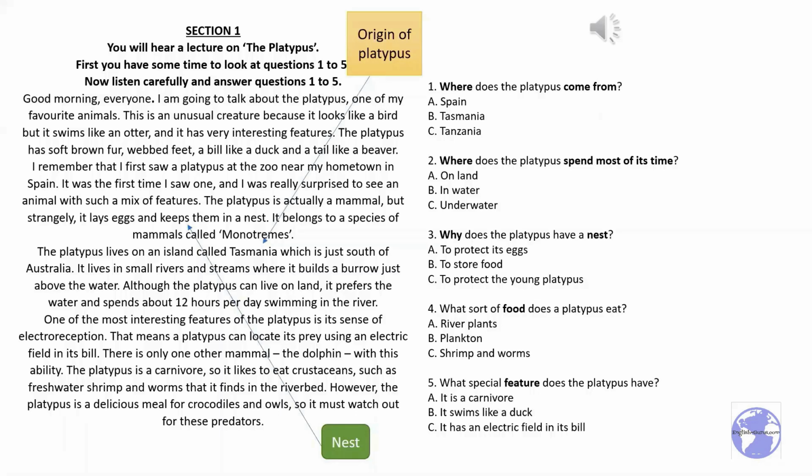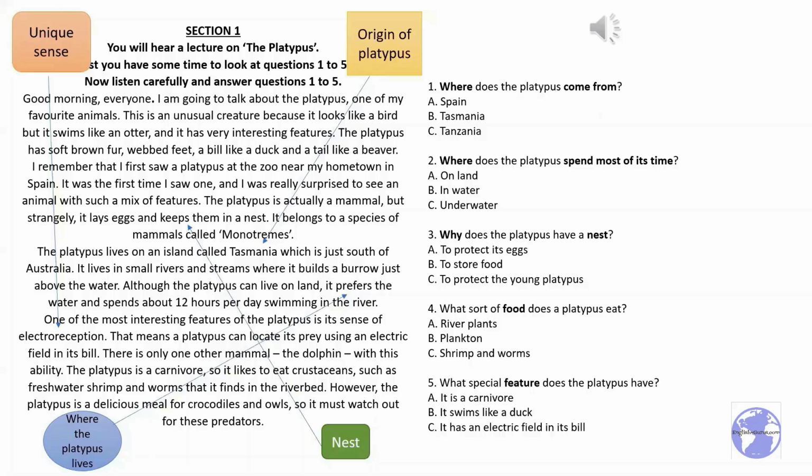Although the platypus can live on land, it prefers the water and spends about 12 hours per day swimming in the river. One of the most interesting features of the platypus is its sense of electroreception. That means a platypus can locate its prey using an electric field in its bill. There is only one other mammal, the dolphin, with this ability.